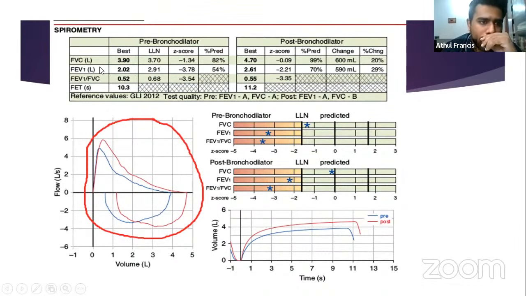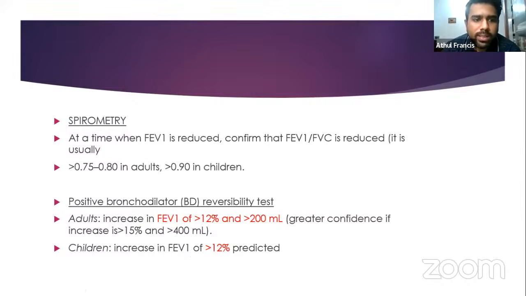Here, these are the main values which you have to see: FEV1, FVC, and FEV1 by FVC. The forced expiratory time is more important in COPD, not in asthma. It's more of a test for COPD. If it's more than 6 seconds, there's a high chance the patient has severe COPD. The first finding you have to see in spirometry is whether he has a reduced FEV1 by FVC. But a reduction in FEV1 by FVC alone is not enough to diagnose a case of bronchial asthma.